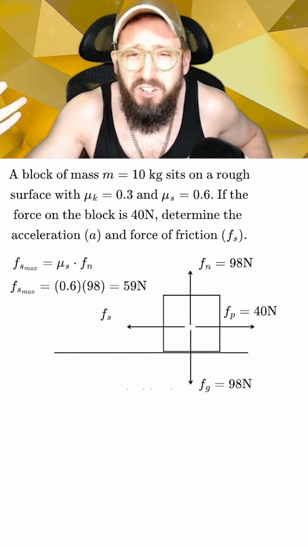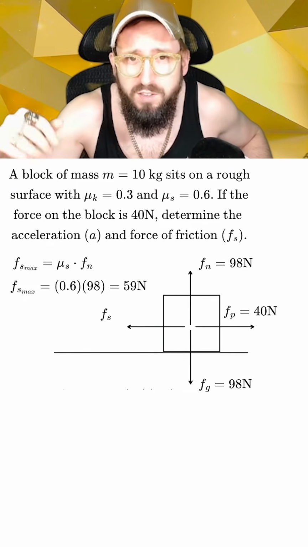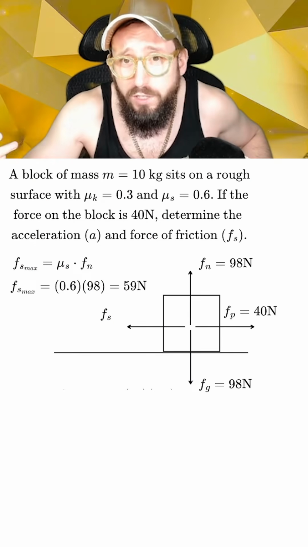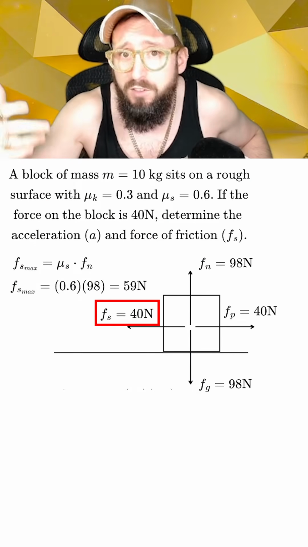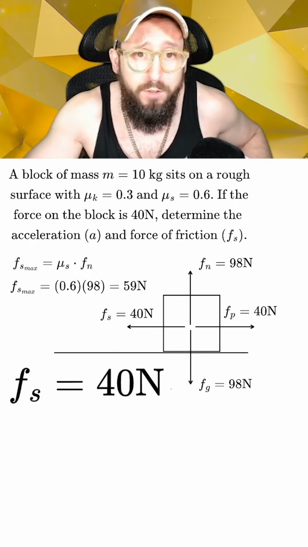It turns out that static friction is a smart force, which means it only applies as much as it needs, in whatever direction it needs, to keep the object still. In this case, static friction only needs to act with 40 newtons to the left to balance out the pushing force of 40 newtons to the right and keep the block still. So the force of friction is 40 newtons.